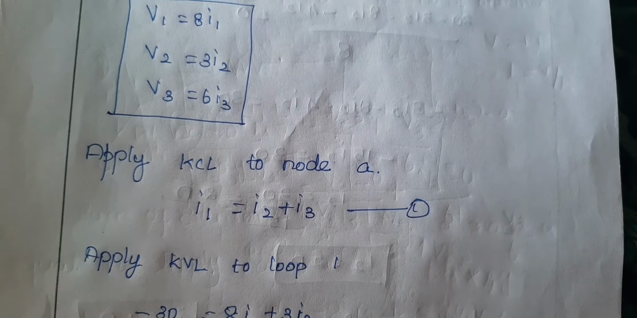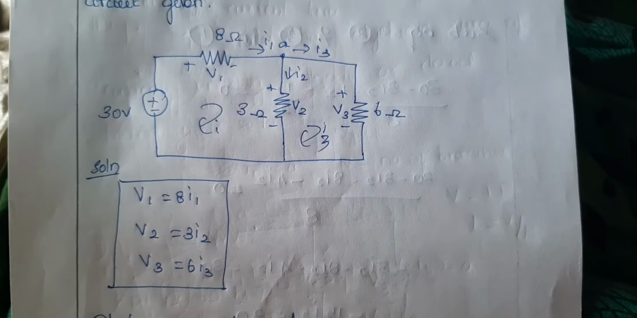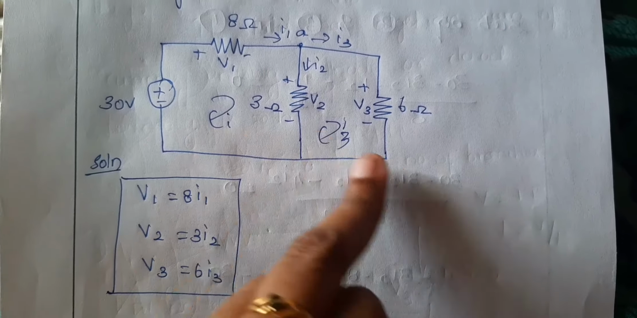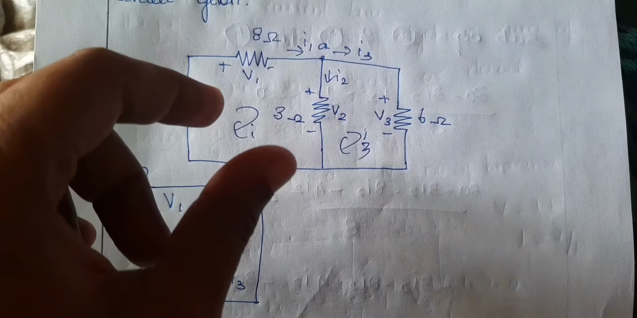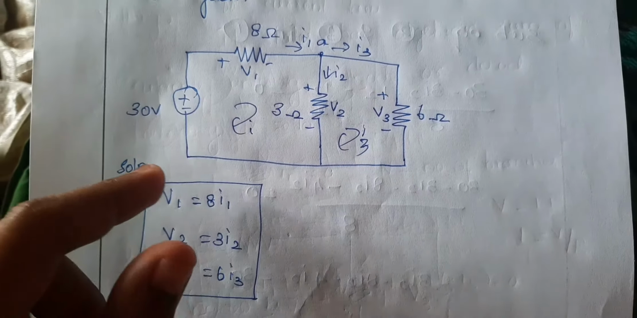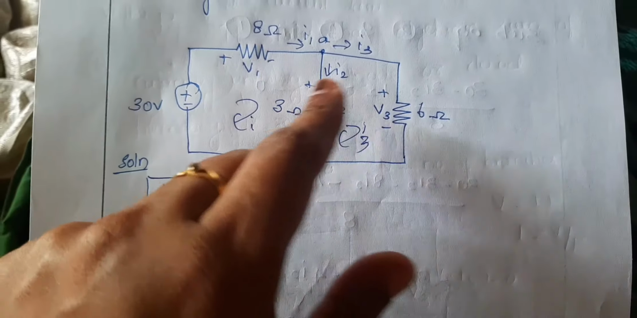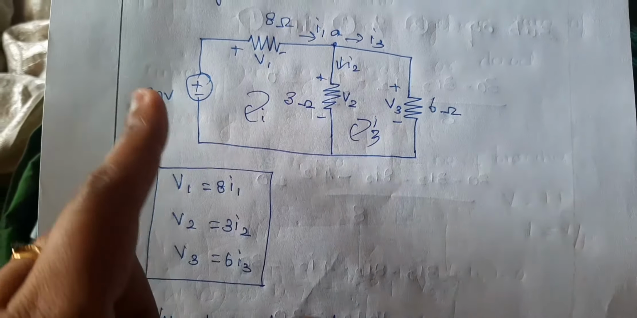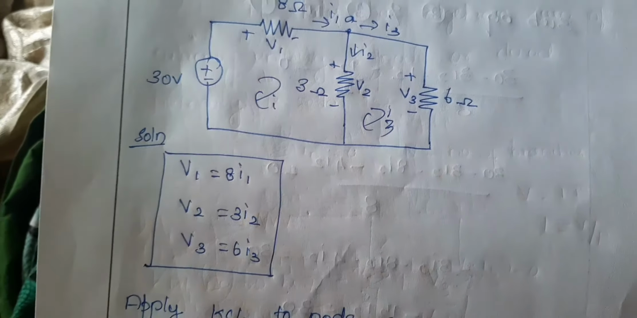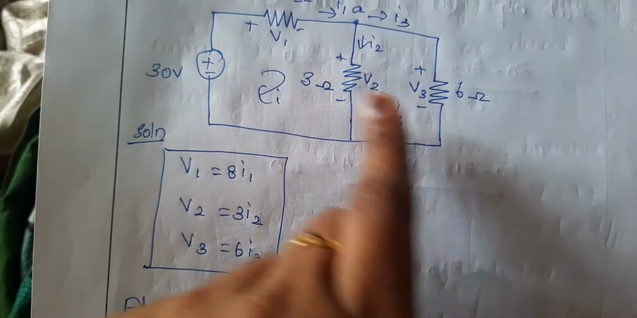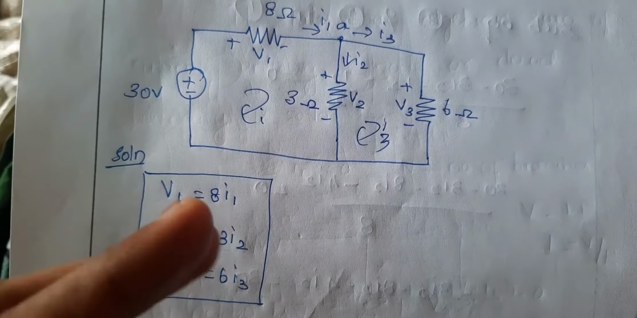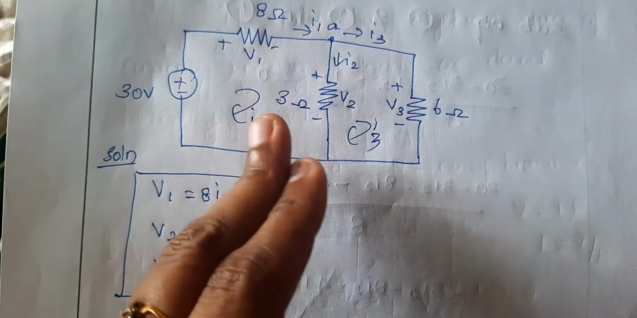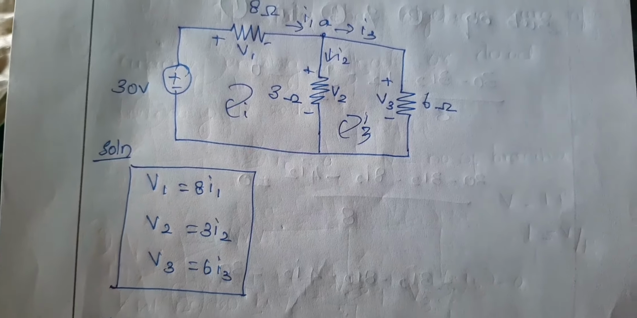Next, in order to find these values, here there are 2 loops. We can take this as 2 loops because we want to find the values separately. You want to find V1, V2, V3, I1, I2, I3, so for this purpose we are taking the loops. Otherwise you can simplify the 2 parallel resistors easily, but you want to find all these values separately, so we are taking the loops.